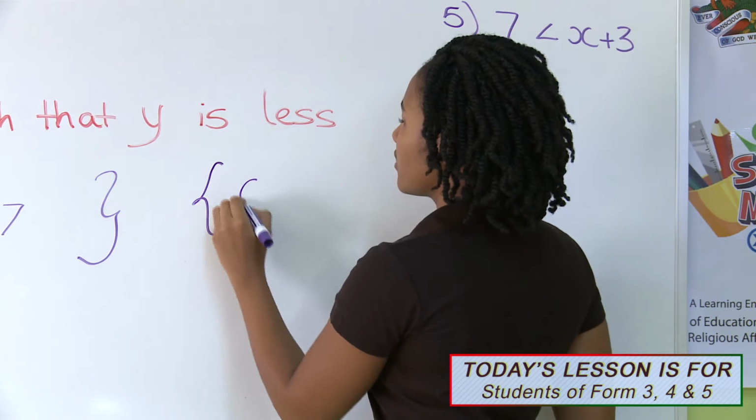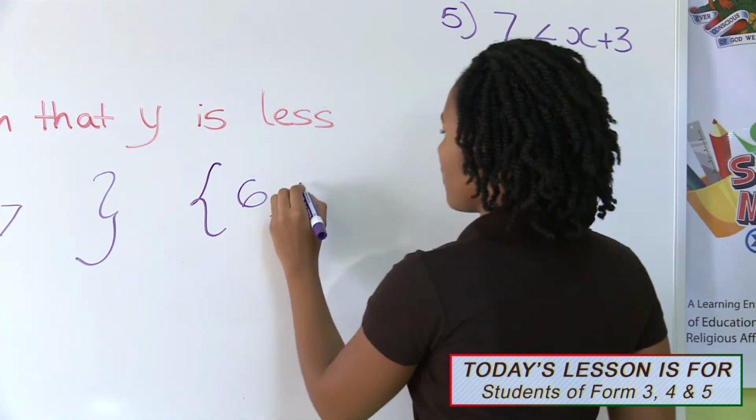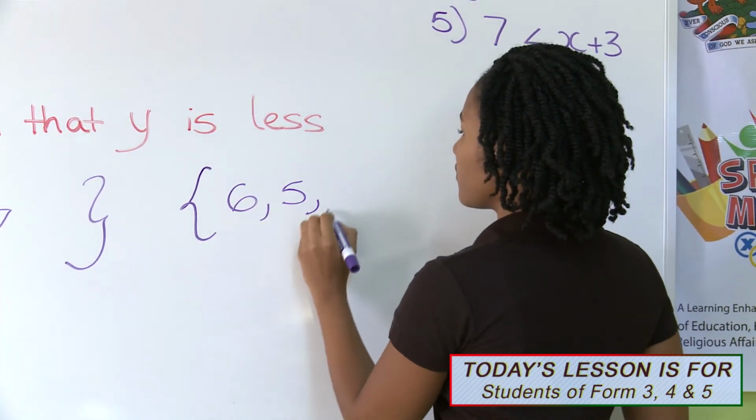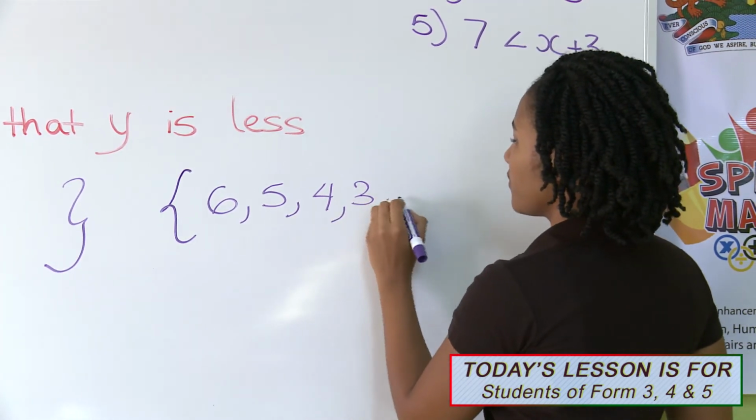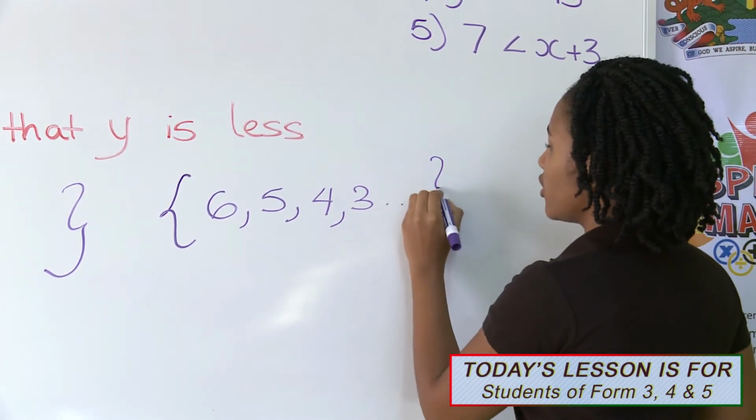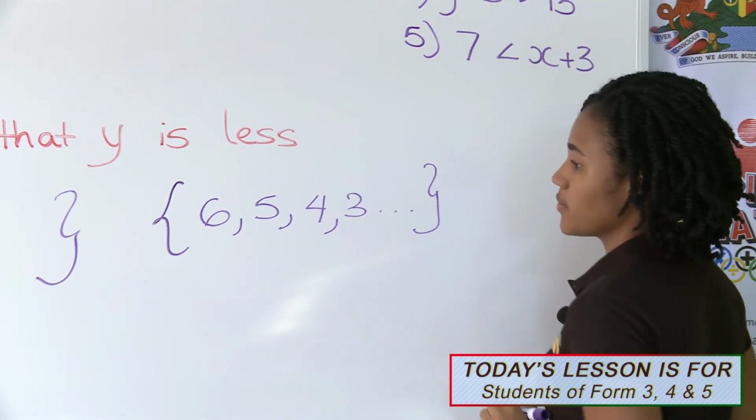y can be 6, 5, 4, 3, and it can continue to negative infinity.